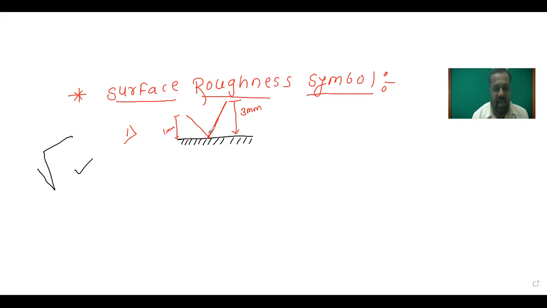Again, this angle we have to maintain at 60 degrees. In this manner we have to draw the symbol. Then this is the first symbol. The meaning of that symbol we will discuss later on. You have to just remember. This is the basic first symbol.